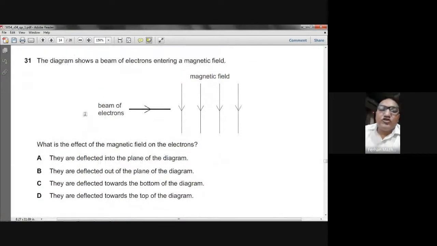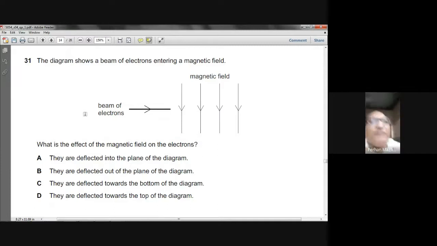The diagram shows a beam of electrons entering a magnetic field. Here one thing you should remember, he's talking about electrons. Electrons have negative charge. Okay, what is the effect of the magnetic field on the electrons?